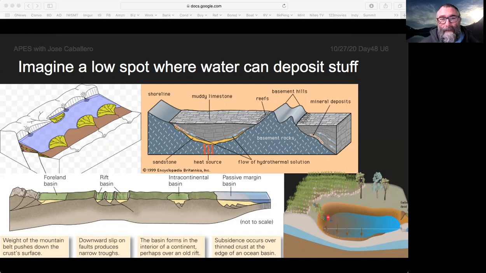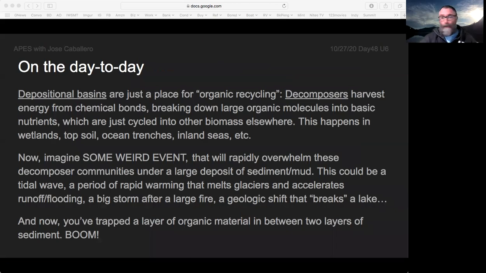And a good image that might help you think about this is like the Santa Barbara Harbor. You know, any place where water slows down, things that are carried in water will settle. And maybe you know that the Santa Barbara Harbor periodically fills up with funk, and the harbor has to spend a ton of money removing all of that material 2 or 3 times a year. Depositional basins on any given day are just a place where things decompose and material gets recycled.